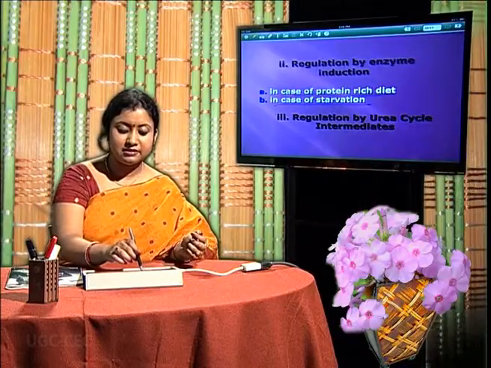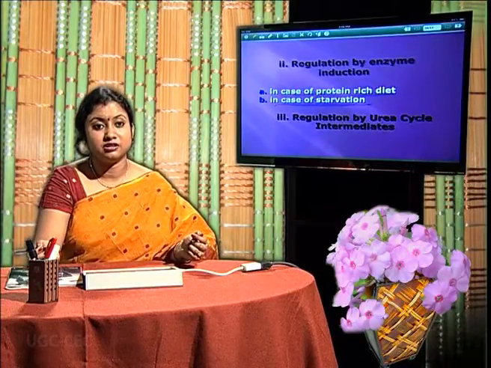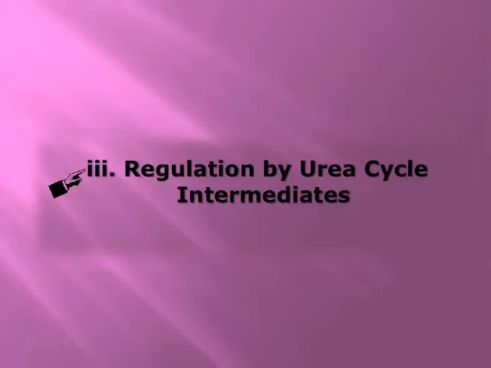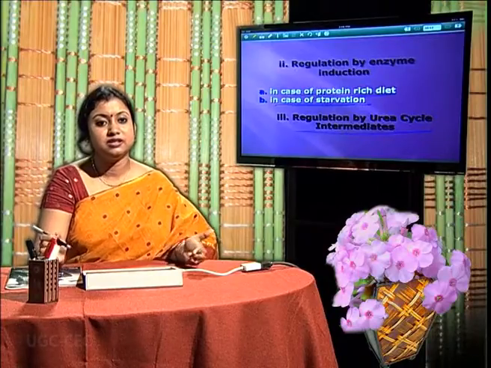The second case is in case of starvation. In case of starvation, muscle proteins undergo hydrolysis to generate free amino acids, then generate excess ammonia, thereby inducing the urea cycle enzymes. The third way of regulation is through urea cycle intermediates. Now increase in concentration of any one of the urea cycle intermediates may cause inactivation of the preceding step enzymes.